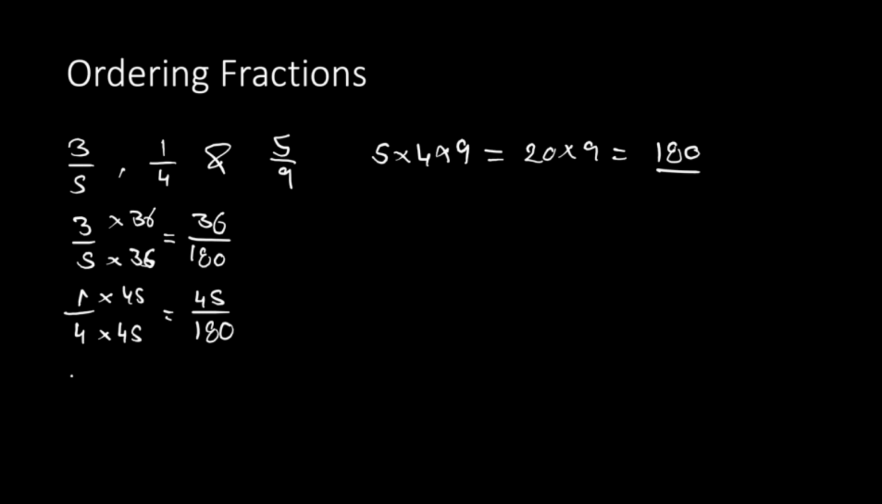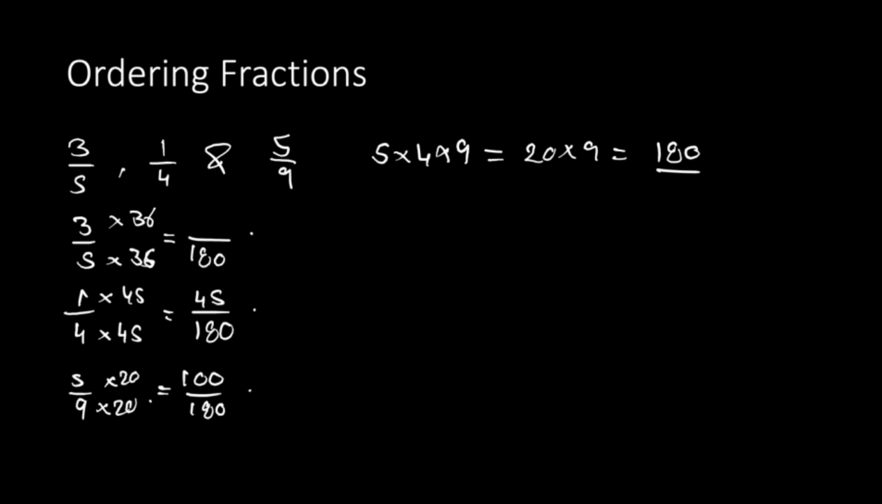Do the same for 5 over 9. 9 times 20 gives you 180. So you do the same with the numerator. 5 times 20 is 100. So now you have these three fractions. I just noticed I made a mistake here.